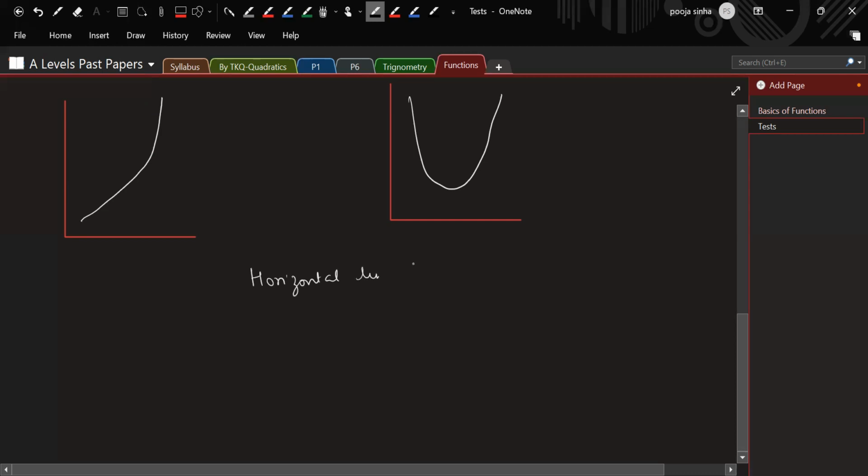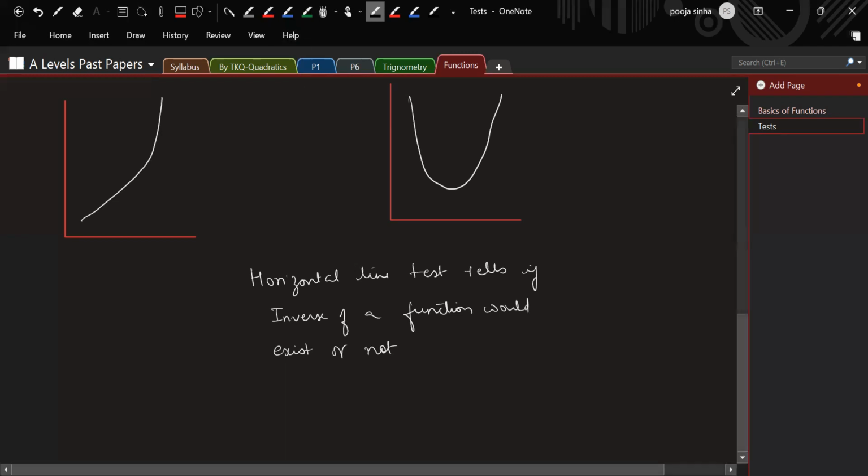Horizontal line test tells if the inverse of a function would exist or not. And you understand why we have not taken the third graph. The third graph was not a function at all, so the question of its inverse doesn't even arise, right? Okay, so this is understood.